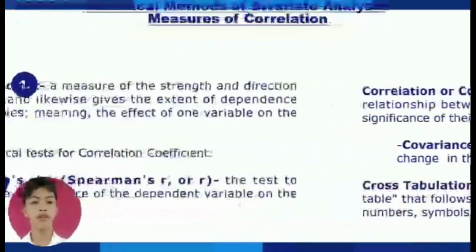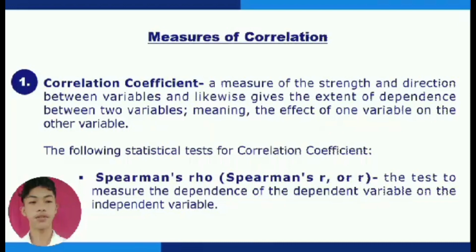Now let's go on to the measures of correlation. The following are the statistical tests to measure correlation or covariation. First is the correlation coefficient. This is a measure of the strength and the direction of the linear relationship between variables, and likewise gives the extent of dependence between two variables, meaning the effect of one variable on the other variable.